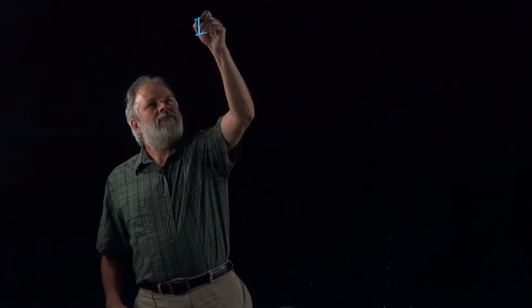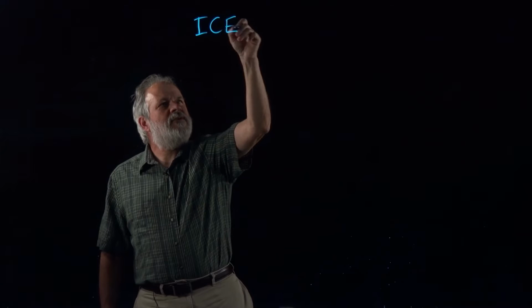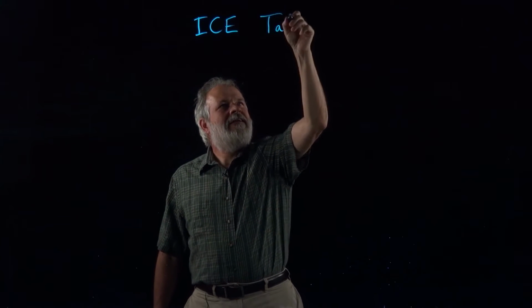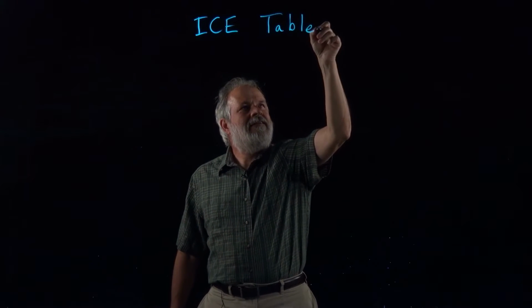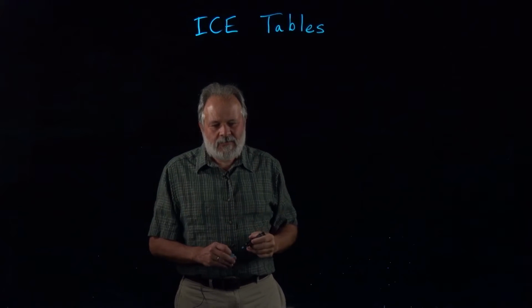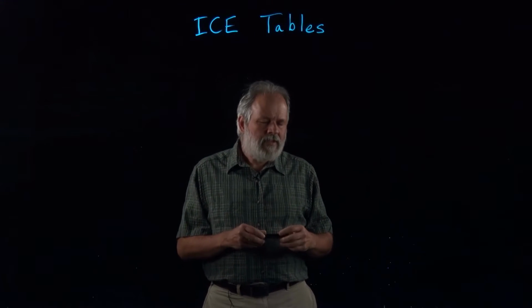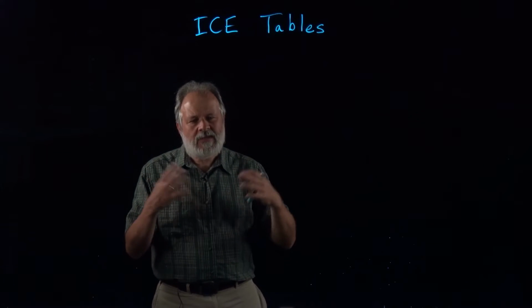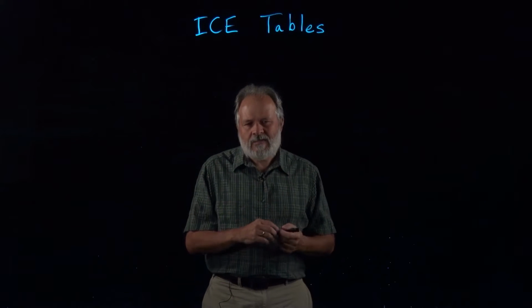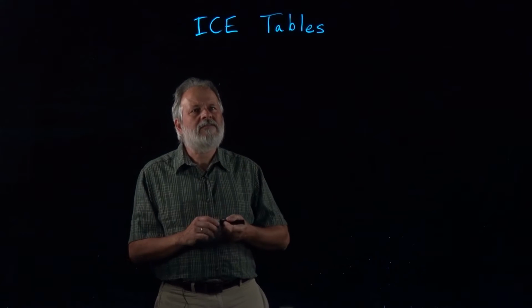This video will be talking about how to construct something called an ice table. All right, so we're going to write it in a nice, cool blue color. How about that? Okay, so the thing to understand is this is really kind of a way of bookkeeping, keeping things logically ordered so we can make as few mistakes as possible.